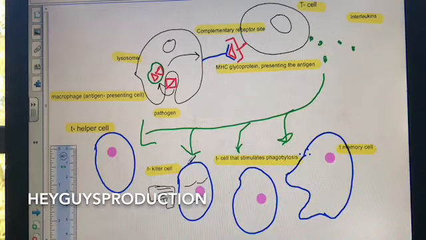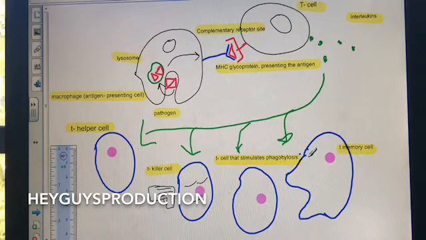T killer cells form perforin, which is a chemical that causes cell walls to break down on pathogens, which eventually cause them to die. They also produce T cells that stimulate phagocytosis, so that more pathogens can be engulfed and destroyed. And also T memory cells.